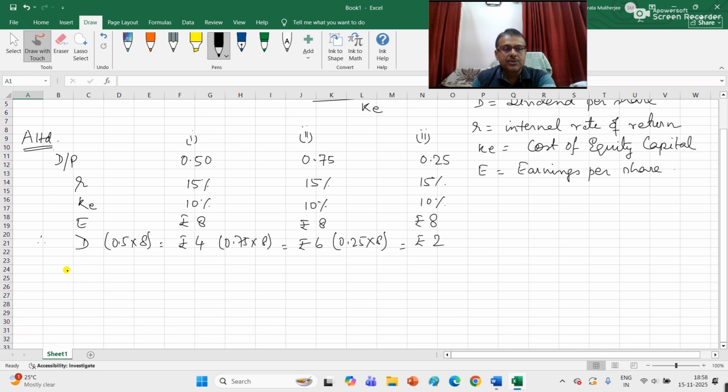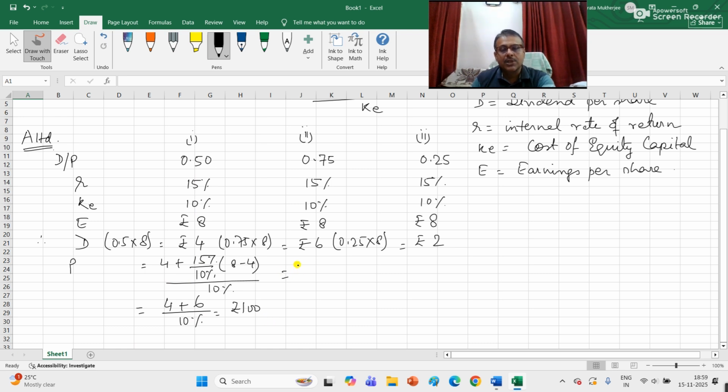Now just put these values in the formula: D is 4 plus 15% by 10%, then 8 minus 4 divided by 10%. So you will get 4 plus 6 by 10%, you will get rupees 100. So market price per share in situation 1 is rupees 100.